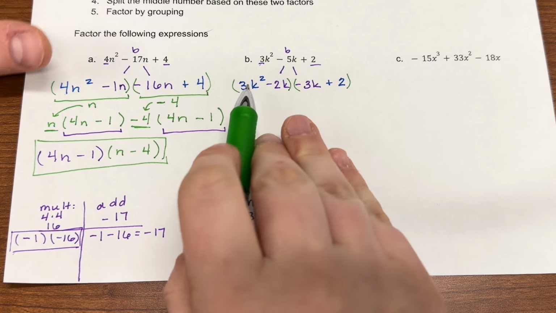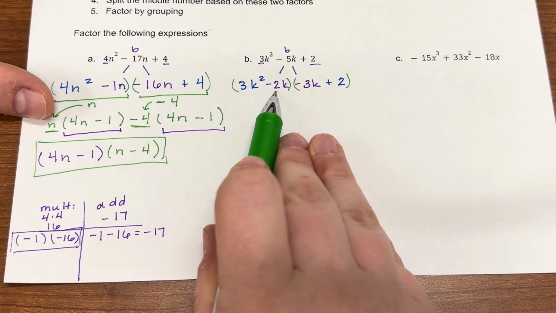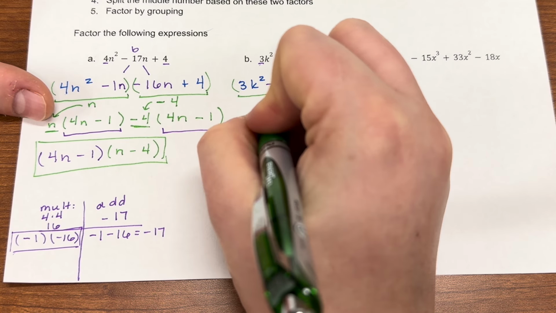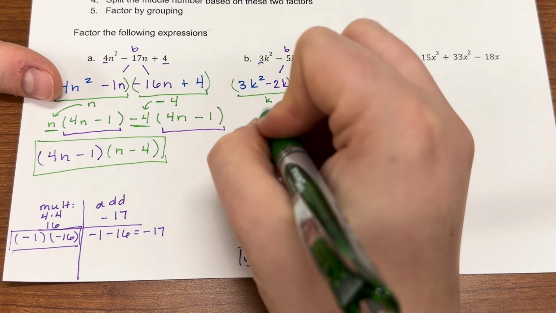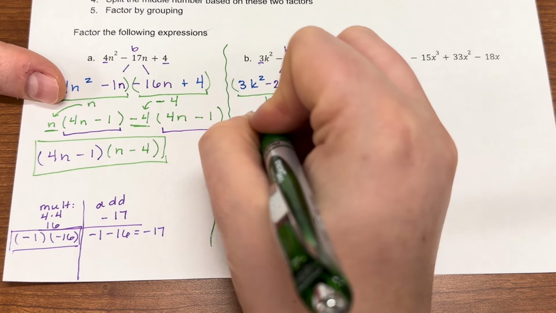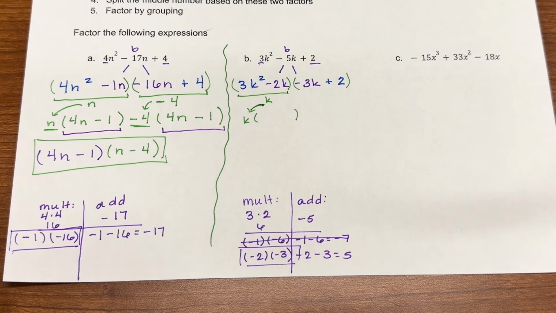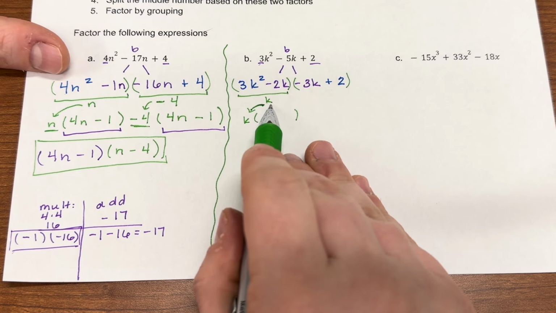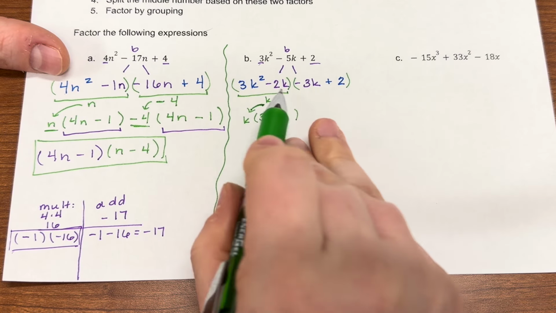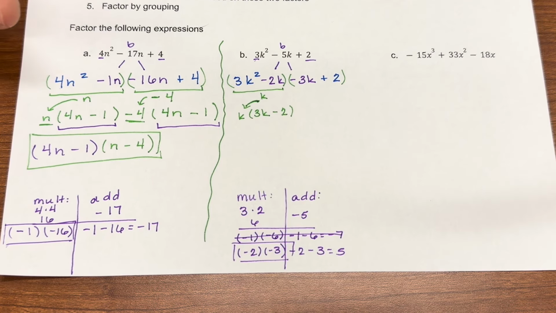All right, and so now we've got 3k squared minus 2k in our first group. All we can factor out here is a k. So we'll pull that out in front. Maybe I'll separate this a little bit. Pull that out in front. And what we're left behind with is 3k squared divided by k. One of those k's cancels out, so we're left with 3k minus 2k divided by k, minus 2.